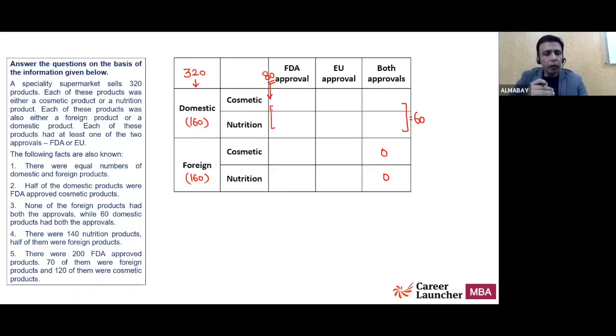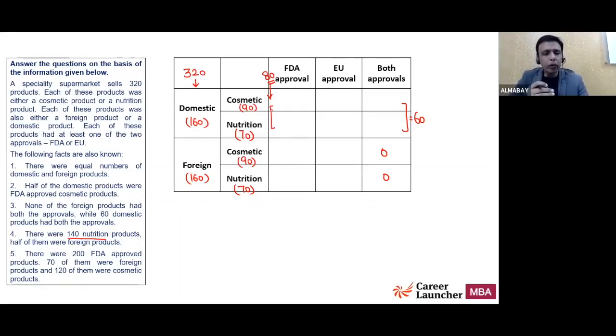Then there were 140 nutrition products and half of them were foreign products. So there will be 70 products, 140 ka half, which would be nutrition mein foreign, and the another half would be 70, that would be nutrition domestic. So domestic nutrition products would be 70, foreign nutrition product would be 70. That clearly 60 signifies 160 minus 70. Out of total domestic products, there would be 19 cosmetic category, and out of 160 foreign products, again 90 would be in cosmetic category. Fine.